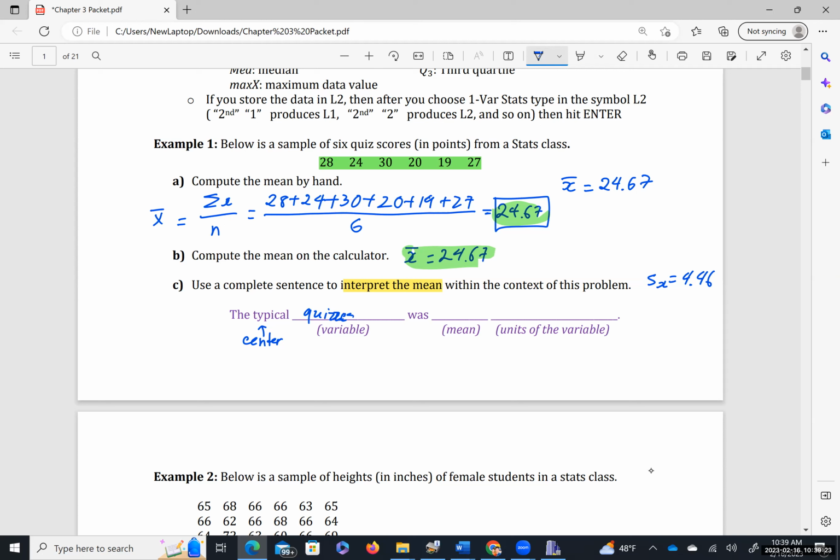The mean was 24.67. What's the unit of this variable? Just points. Right. Okay, so that's going to be it for example 1.